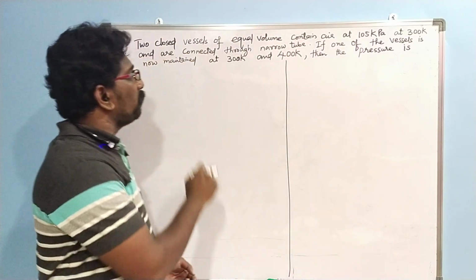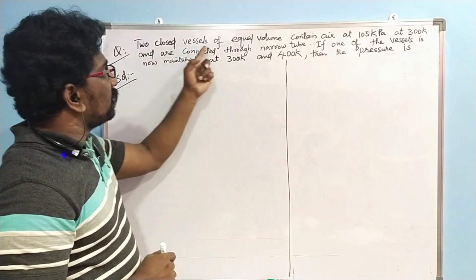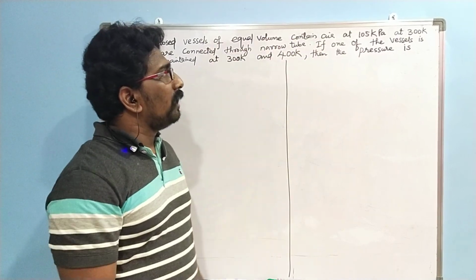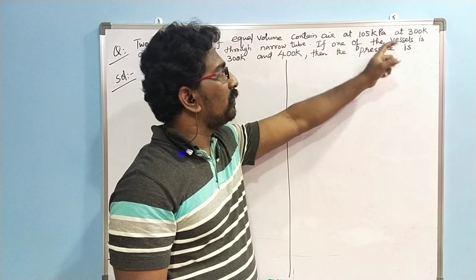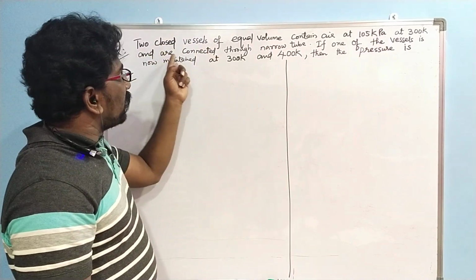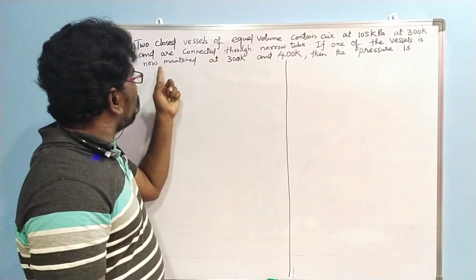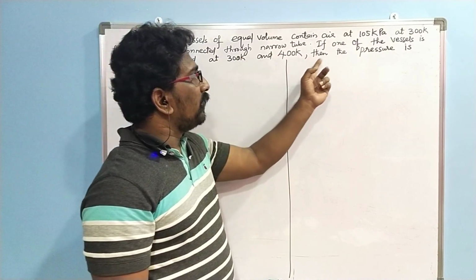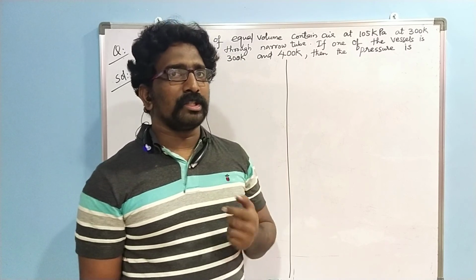The problem given to us is: two closed vessels of equal volume contain air at some pressure, that is 105 kilopascal, at a temperature of 300 Kelvin, and these two are connected through a narrow tube. If one of the vessels is now maintained at 300 Kelvin and the other one at 400 Kelvin, then what is the pressure? Now here in this particular problem there are two cases.